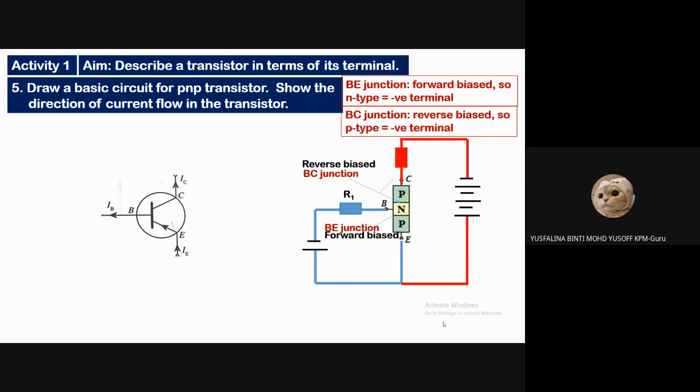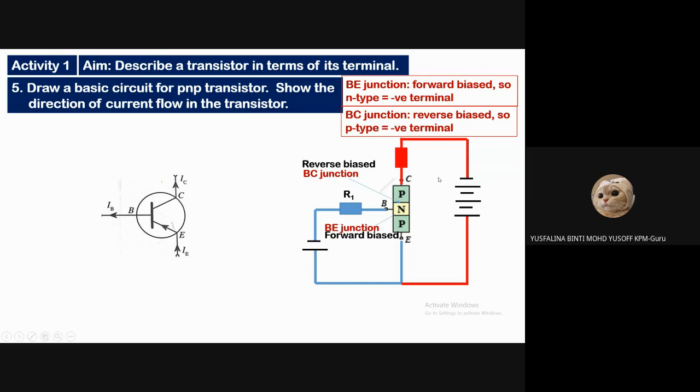So you can see the difference, right? This one has this because the middle, the base, is N type, so you have to connect it with the negative. That's why I said at the BE junction, they have to be forward bias, while here they have to be reverse bias. This one must be forward bias, and at the collector must be reverse bias.